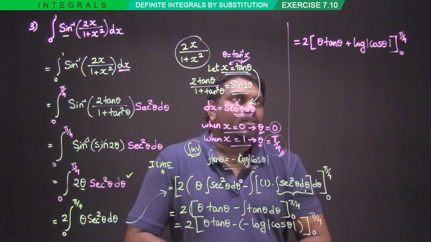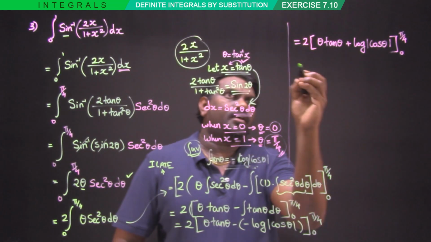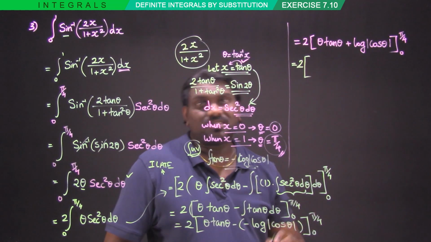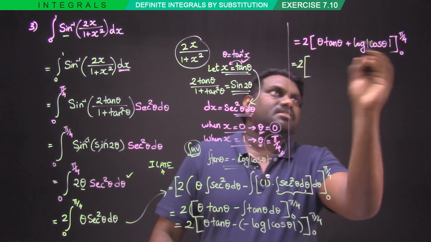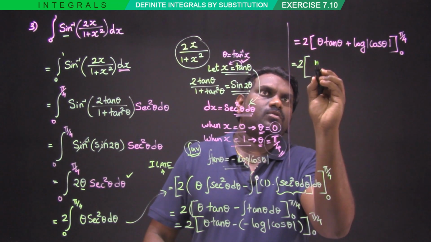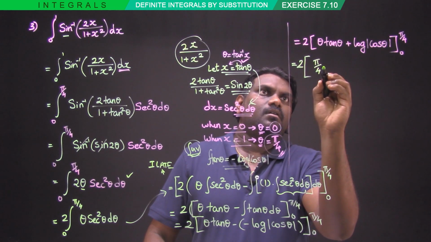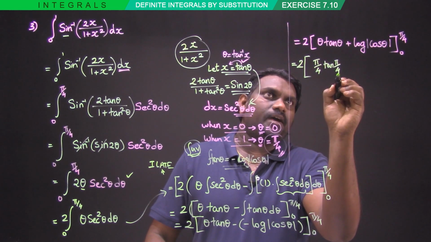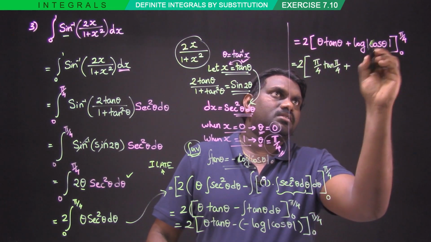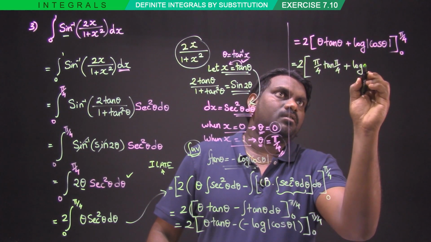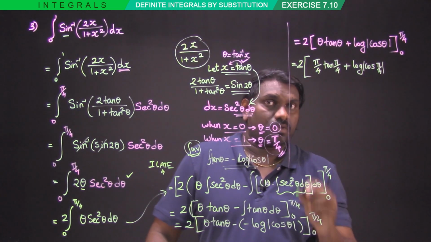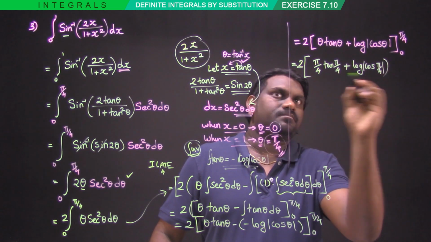Yes, that's it. Now 2 is common for everything. Inside you're going to apply pi by 4. So pi by 4 into tan pi by 4, all these values you need to know, plus again log cos pi by 4. Okay, so that's done.